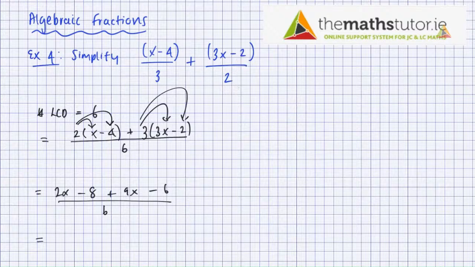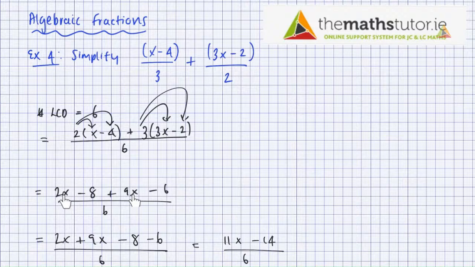So now we're going to put the x's together. So 2x plus 9x, I'll just write them beside each other. So 2x plus 9x minus 8 minus 6 all over 6. So 2x plus 9x is 11x. And minus 8 minus 6 is minus 14. And that's all over 6. And again, just double check you can't break it down any simpler. You can't. So 11x, 14 and 6, there's no number that goes into all three of those. So that's your answer for example 4 there.